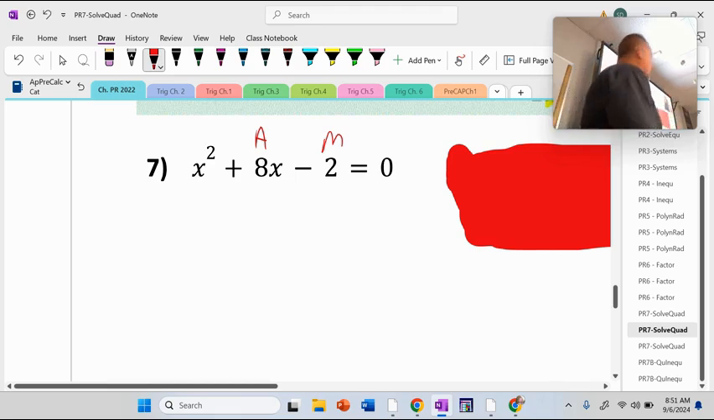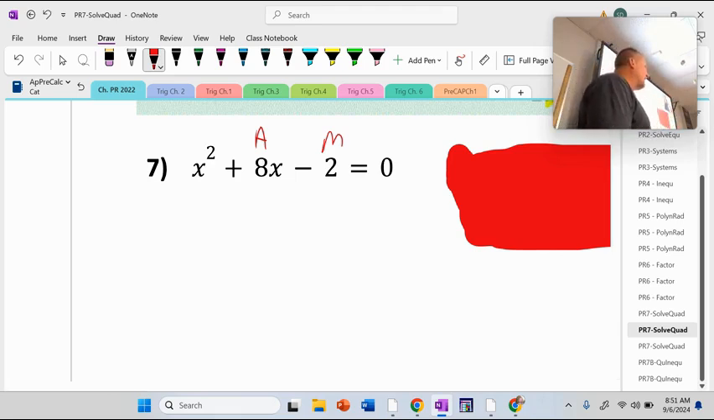Does anything multiply to -2 and add to 8? Any two numbers exist for that? So this is factorable or not factorable? Does anyone know what we have to do to solve this then if it's not factorable? Yes.